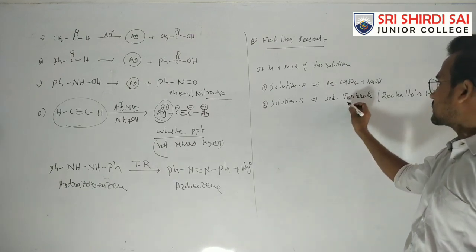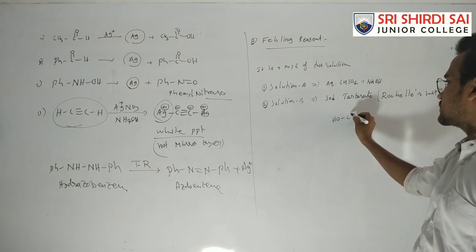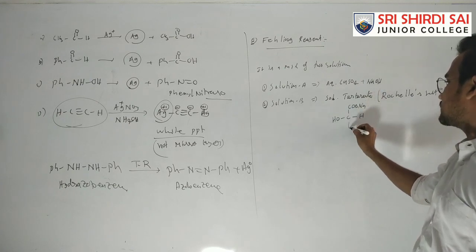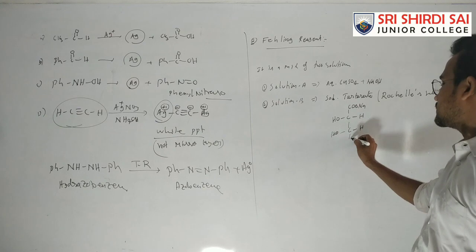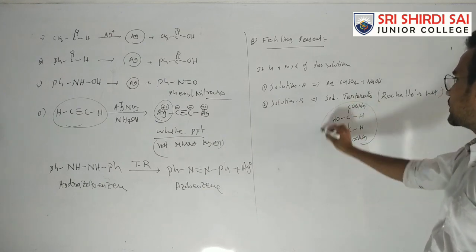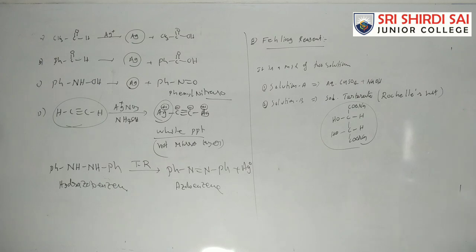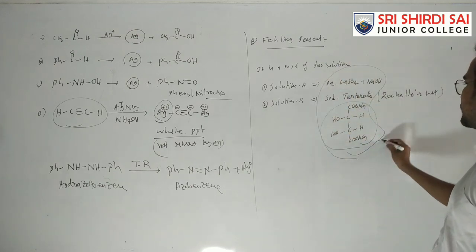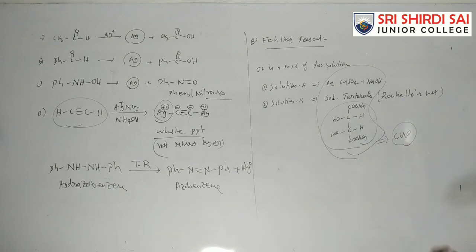Here the tartrate means tartaric acid, so COONa, CHOH, CHOH, COONa. It is sodium tartrate, from tartaric acid. So it is a mixture of copper sulfate, NaOH and sodium tartrate. Totally this reagent is simply represented as CuO, cupric oxide.